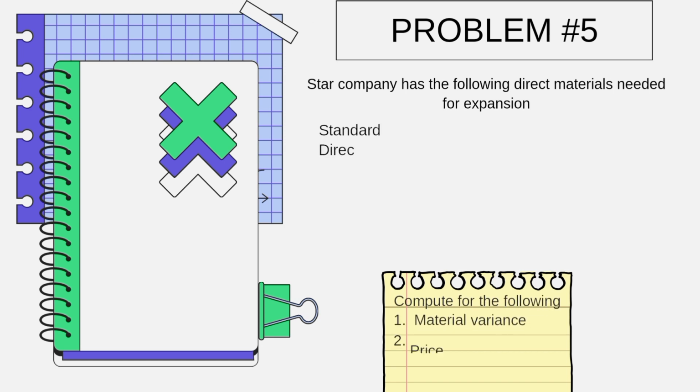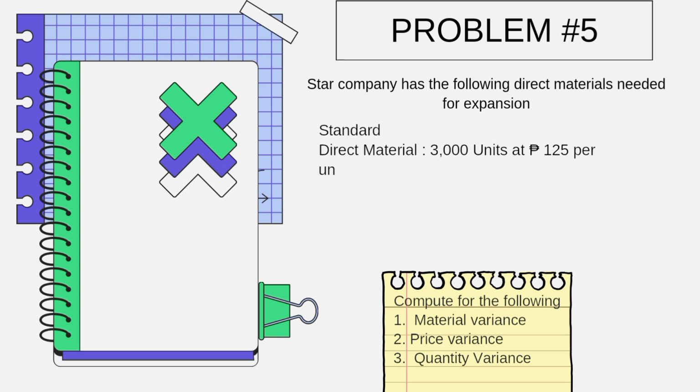Star Company has the following direct materials needed for expansion. For standard materials, it is 3,000 units at 125 per unit. And the actual material is 5,000 units used at 150 per unit. And we need to compute for the following. First, material variance. Second is price variance. And the third one is quantity variance.